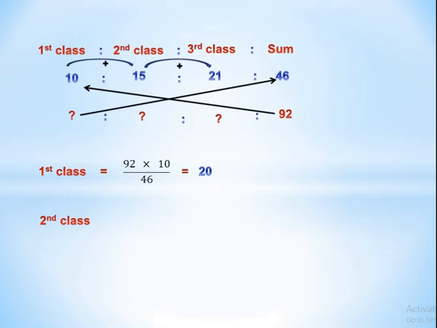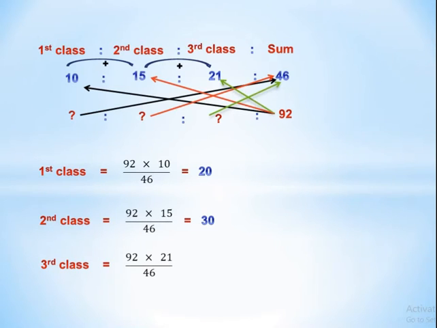Second class, the same. We make scissors: 92 times 15 over 46 equals 30. Third class: 92 times 21 over 46 equals 42. If we add all of these together, we will find the sum equals 92, and this is the sum of learners. Thank you.